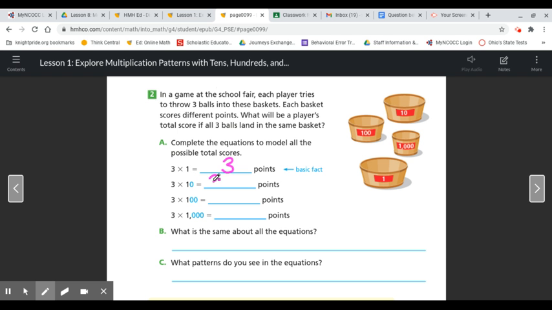3 times 1 is 3. And then how many zeros are in our factor that we're multiplying by? 10 has 1 zero. So we're going to put 1 zero in our product. And 3 times 10 is 30. In the next one, 3 times 100, our basic fact is 3 times 1, which is 3. Our factor 100 has 2 zeros, so that means our product is going to have 2 zeros.